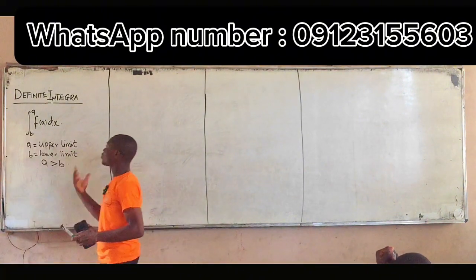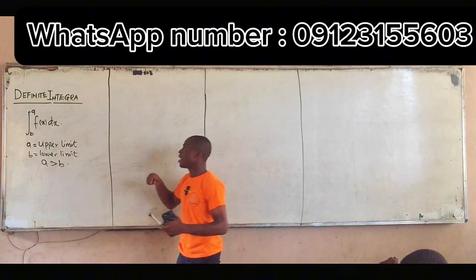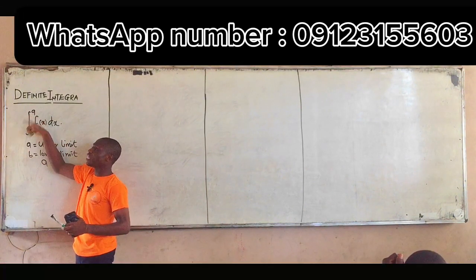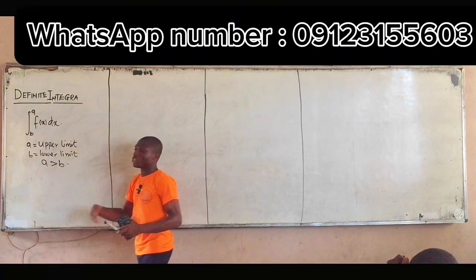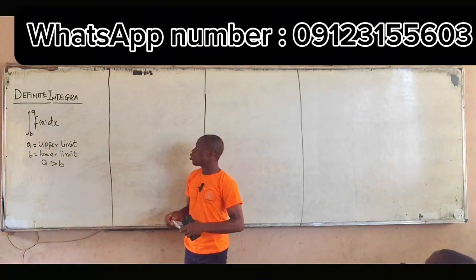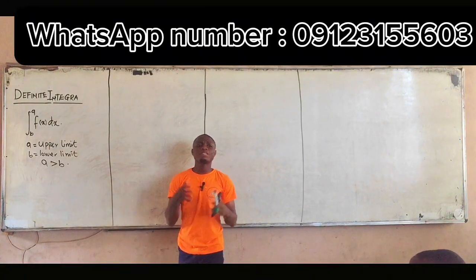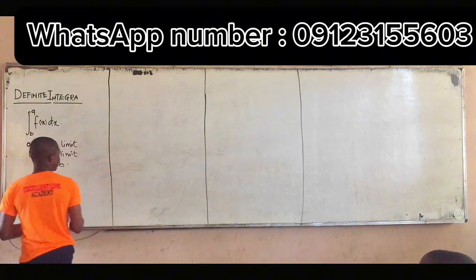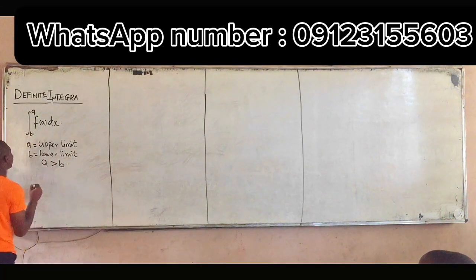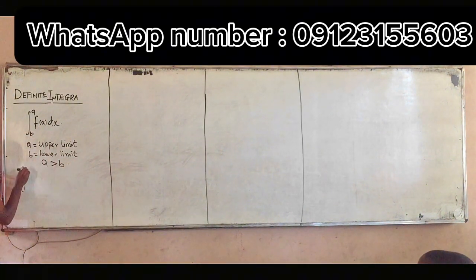So for most cases under definite integral, the value of a is always bigger than b. So in most cases a is always greater than b. So when it comes to definite integral, what's the mathematical representation of a definite integral? If I have the integral with upper limit a and lower limit b of a function of x dx, what is the mathematical representation of this?